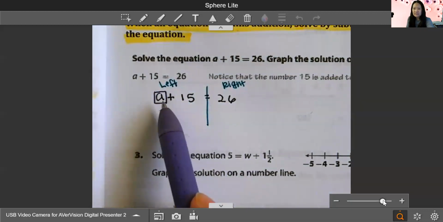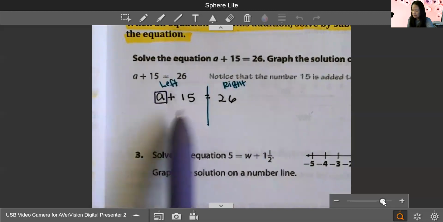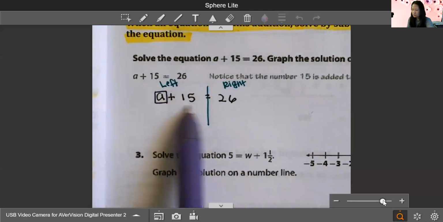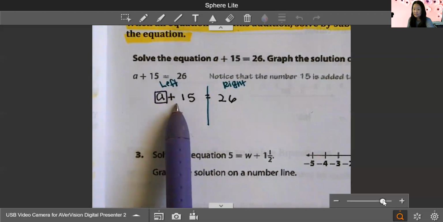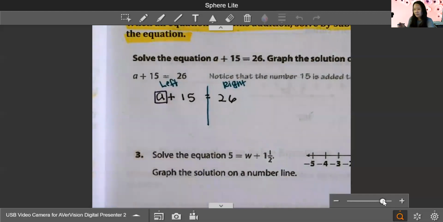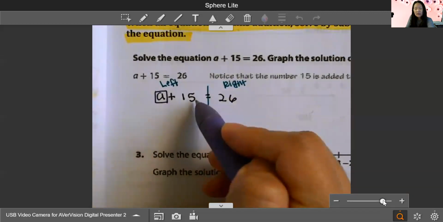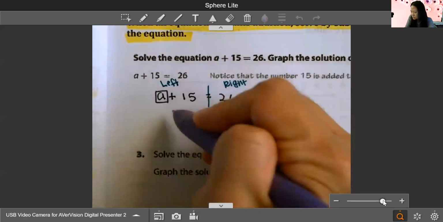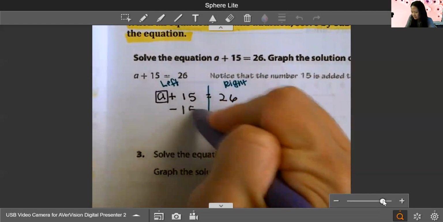Then what's going to happen is this. In order for you to solve for a, so that a plus 15 is equal to 26, you need to get rid of this number. So you need to remove or eliminate the plus 15. And the way you eliminate plus 15 is to do the opposite operation.